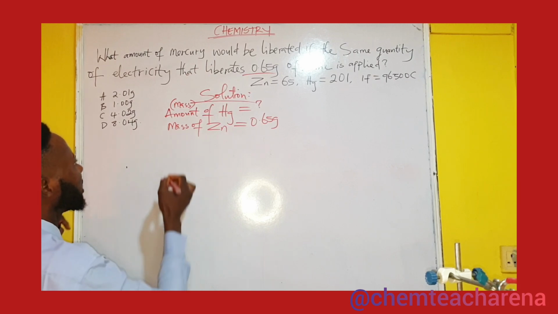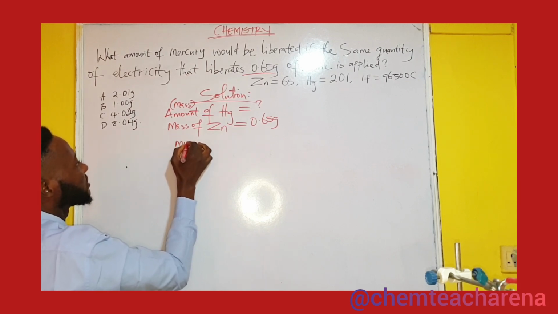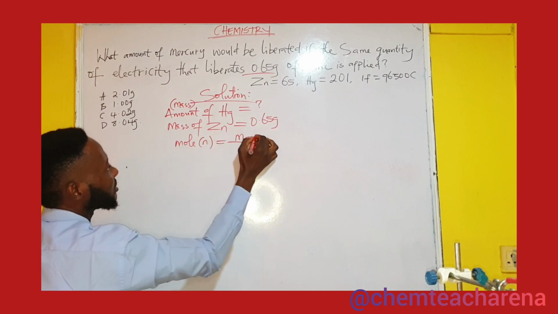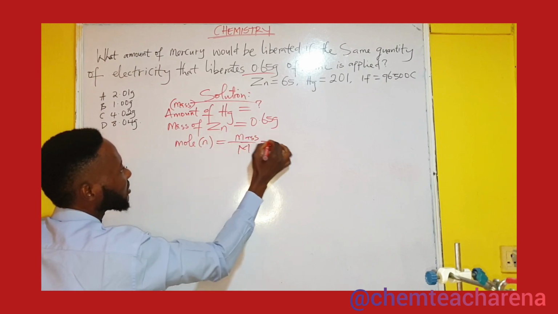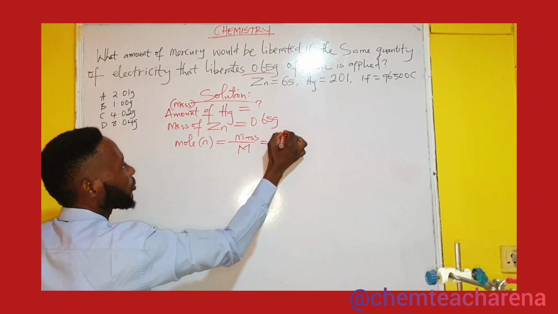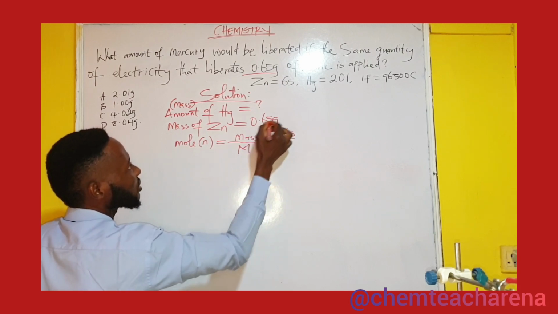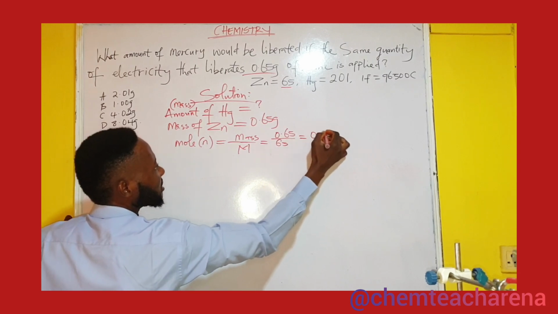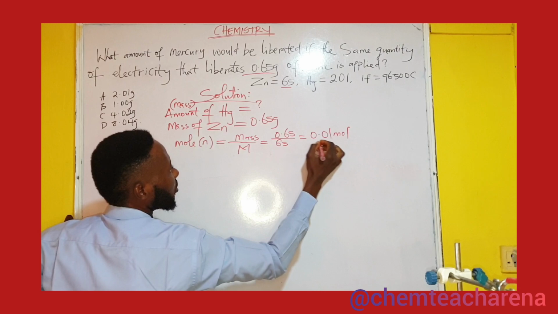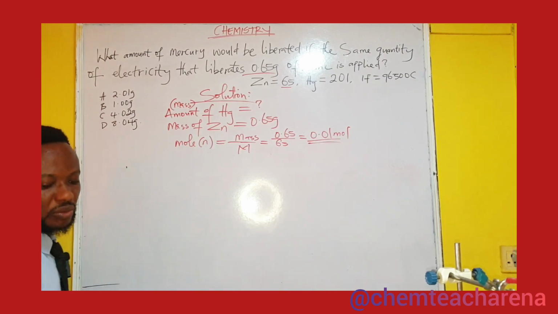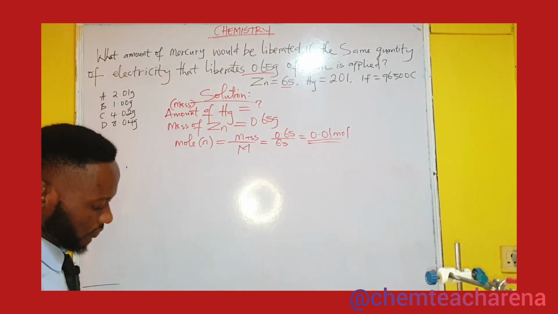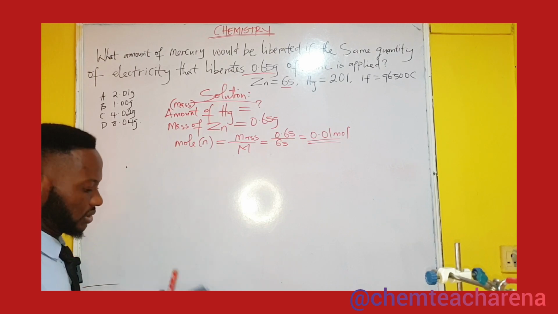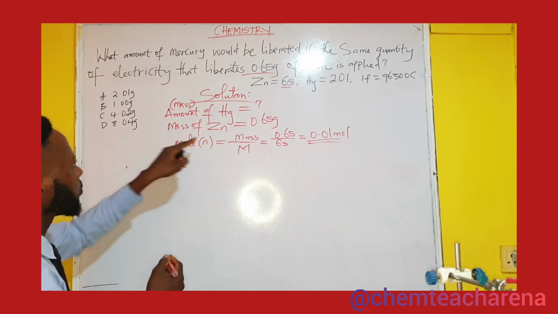So now what do I do from here? Mole of zinc, n, is equal to mass of zinc over molar mass of zinc. Mass of zinc is 0.65, molar mass of zinc is 65, which gives 0.01 mole. Let me confirm: 0.65 divided by 65 is 0.01 mole. Having done that, we quickly look at zinc.